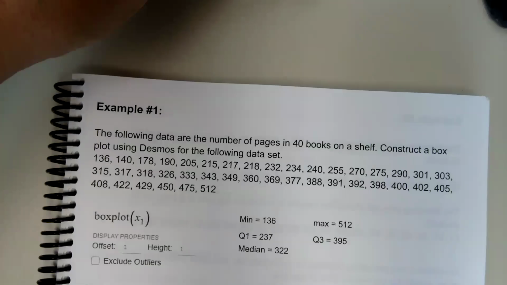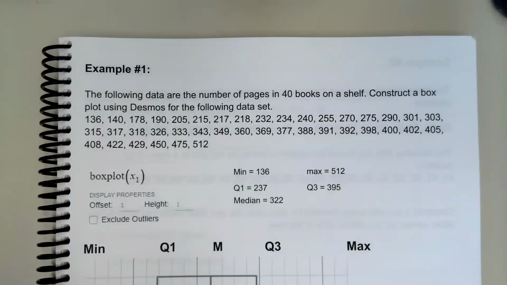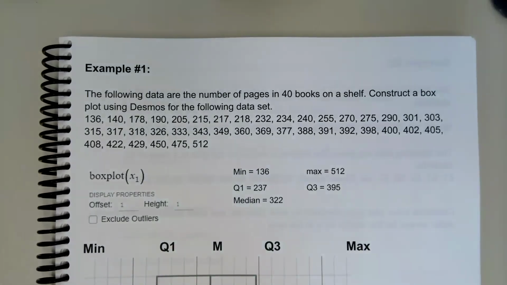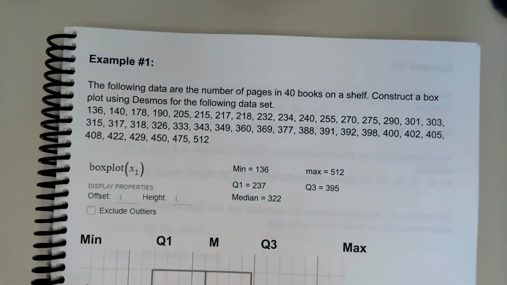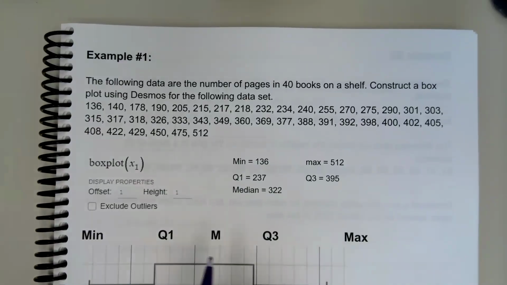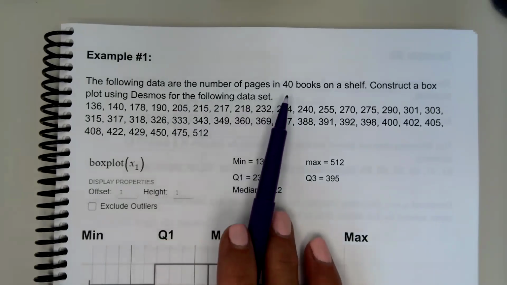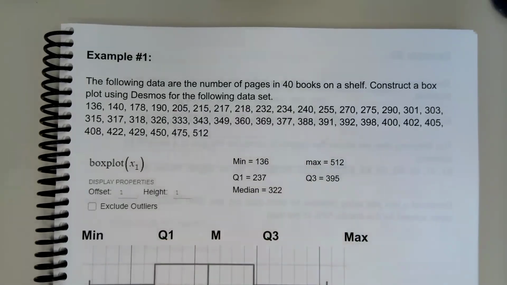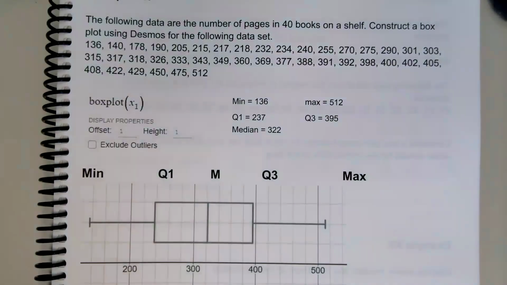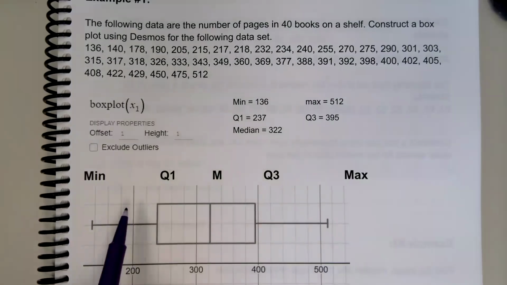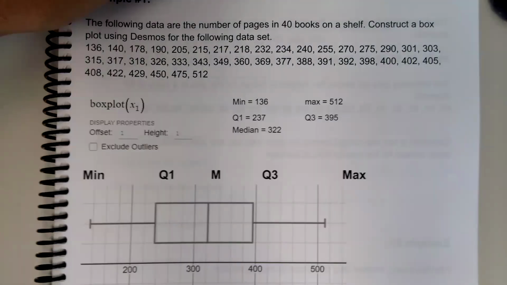So example one, you can follow these in the Desmos link for the Bluman here, the Desmos link for 3.4. It says these are the number of pages in 40 different books on a shelf, construct a box plot. I typed these into Desmos, into a table, into X1, and then I just typed a box plot and stats, and this is what I got.